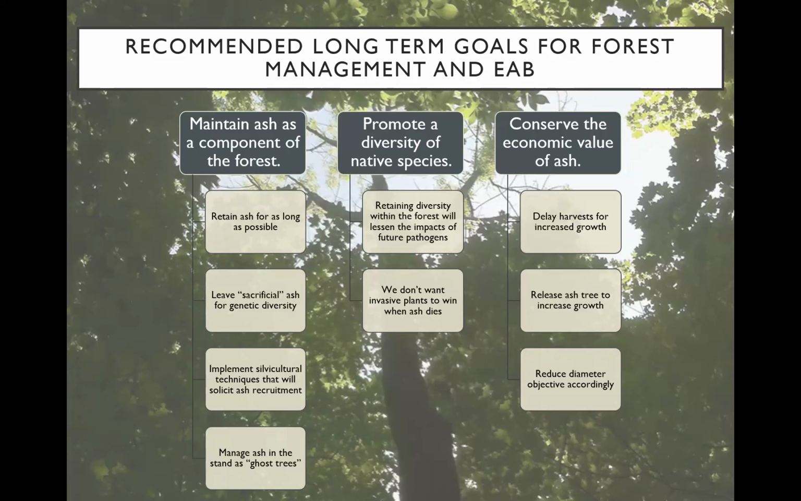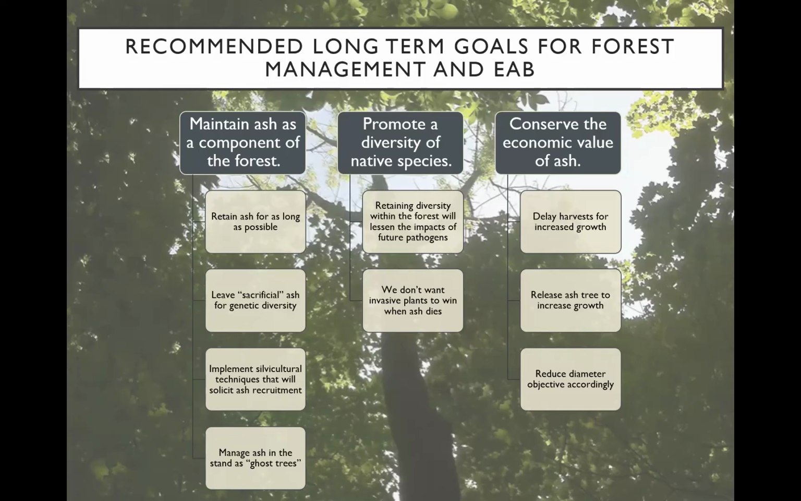So moving to the next column, we want to promote a diversity of native species. So we want to retain diversity in our forests. We know that the diversity is going to be lessened some with most ash gone, but that means we don't know what the next invasive is going to be, and we don't know what trees are going to be the most stressed by different environmental conditions. And so if we have diversity, we're able to sort of not put all our eggs in one basket and have options.